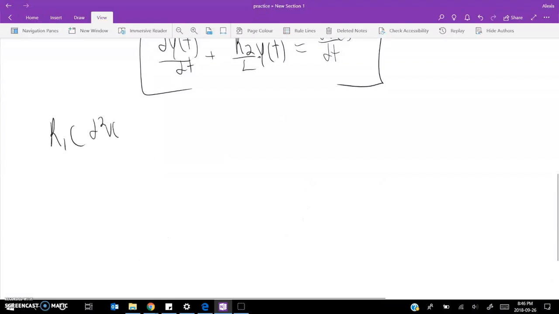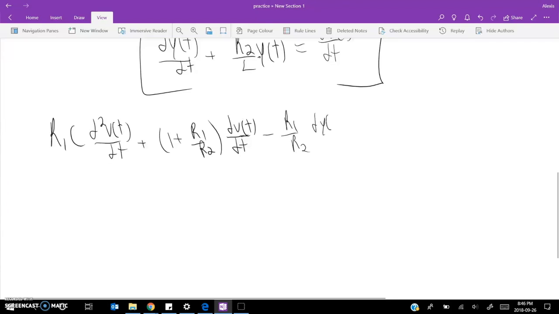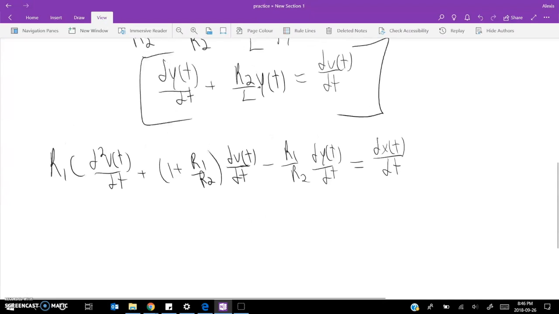So we would obtain R1 times C second derivative of V of t plus, in brackets, 1 plus R1 divided by R2 multiplied by the first derivative of V of t minus R1 over R2 multiplied by the first derivative of Y of t, and all of this would be equal to the derivative of X of t. So then if we apply substitution, replace our dV dt from the equation above into the equation we just wrote down, we would obtain a function that is composed only of Y of t's and X of t's.